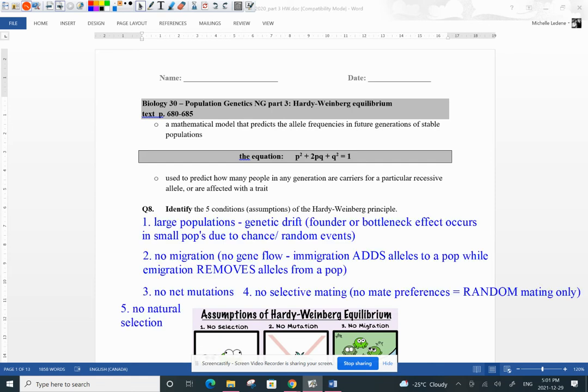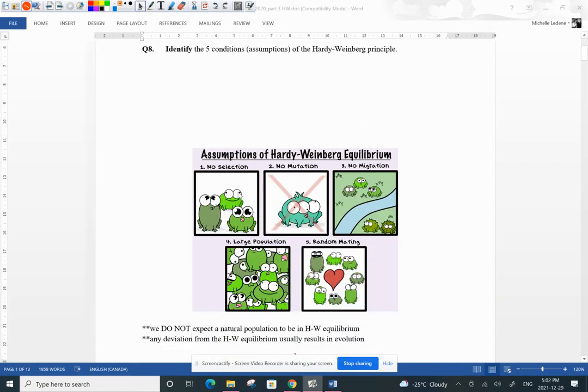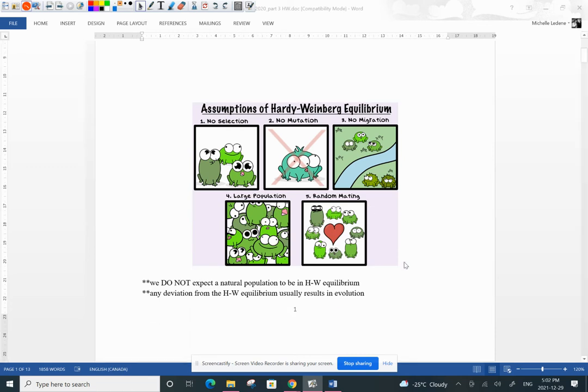So the deal is you are going to have to memorize these. These conditions are needed for a population to be in a Hardy-Weinberg equilibrium. You might see these as a multiple choice, or you might see these as a numerical response. You need to know these criteria, these conditions, these assumptions of the Hardy-Weinberg principle. Here are some little diagrams that show these five assumptions: no selection, no mutation, no migration, large population, and random mating. It's not selective mating, it's only random.